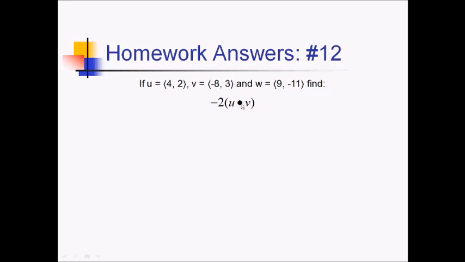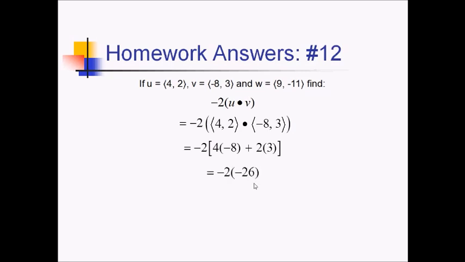So I'm going to replace the u and the v with their component forms. We're going to have 4 comma 2 and negative 8 comma 3. Plug in all that in. So there's the negative 2, there's the component form for u, component form for v. I'm now going to dot multiply this stuff inside here. So I'm going to have a negative 2 outside. Inside, I've got 4 times negative 8 plus 2 times 3. X times x plus y times y. So this is negative 2 times, and this is going to be negative 32 plus 6, which is negative 26. Multiplying that with the negative 2 that's already there, we end up with 52.